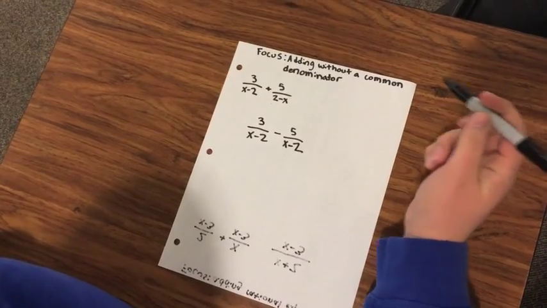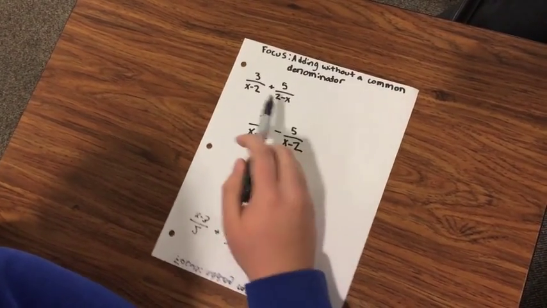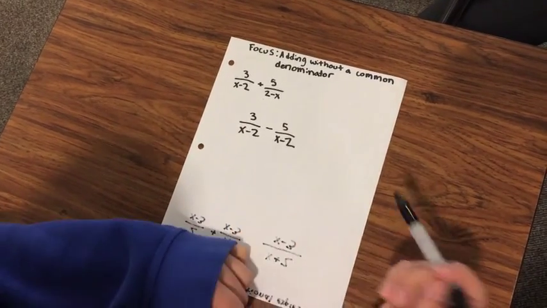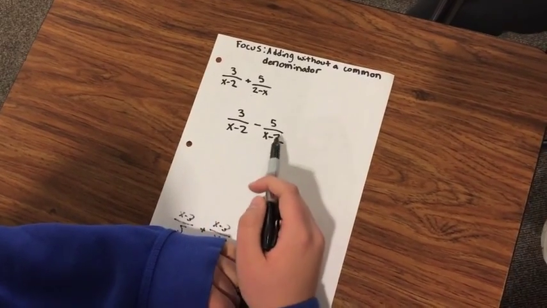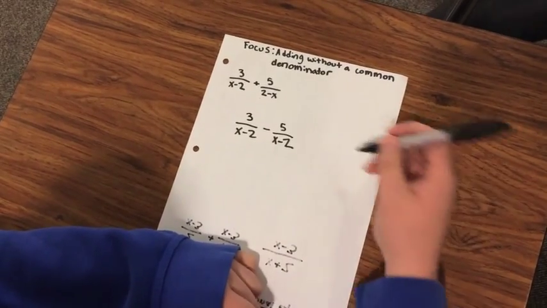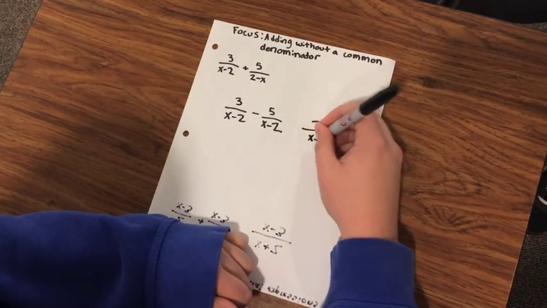Now we're going to be adding without a common denominator. Since these are the reverse signs, all we need to do is make this plus subtraction, and it'll change the whole equation. So now we have 3 over x minus 2 minus 5 over x minus 2. Since these are now the same denominator, all we have to do is subtract them. So we get negative 2 over x minus 2.